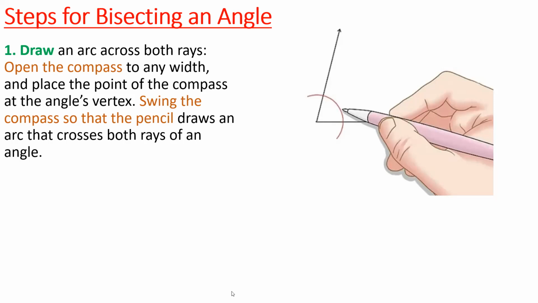Go ahead and read the first step for bisecting the angle, Ajani. Draw an arc across both rays. Open the compass to any width and place the point of the compass at the angle's vertex. Swing the compass so that the pencil draws an arc that crosses both rays of an angle. Very good.